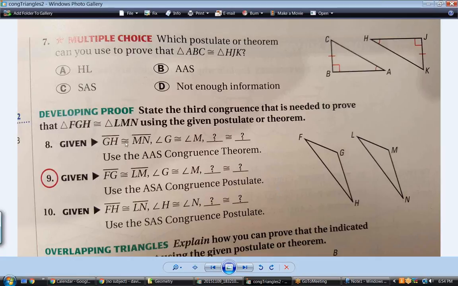Let's see. To prove these two triangles are congruent, they've told me that GH is the same as MN, and that angle G is the same as angle M. What other piece of information would I need to prove congruency? Angle H and angle N. Okay, that would work. What else? Or angle F or angle L. Yeah, pretty much any other angle, right?